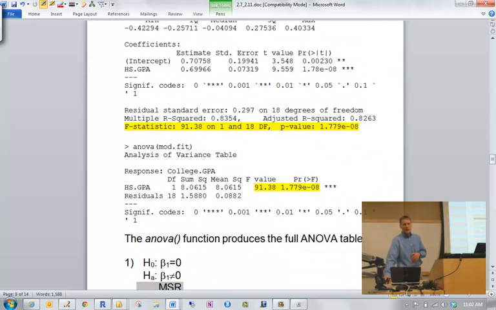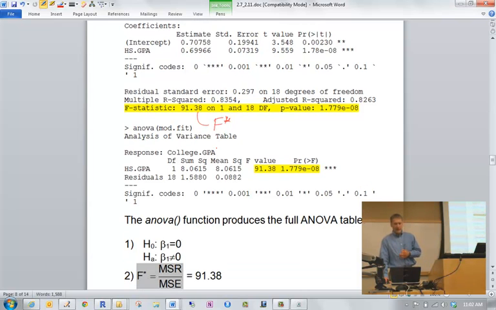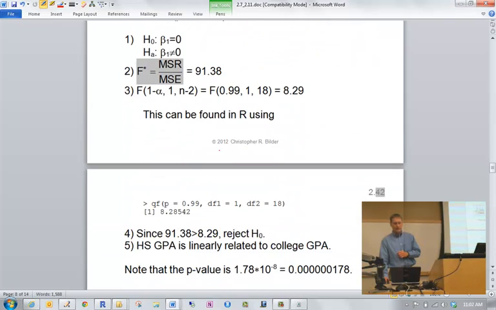The key portion of this output is highlighted. Notice it says F statistic. This is what we defined previously as F star. Also notice you have a p-value there as well. We're going to use that for our hypothesis test too. We'll come back to this ANOVA function in a little bit.